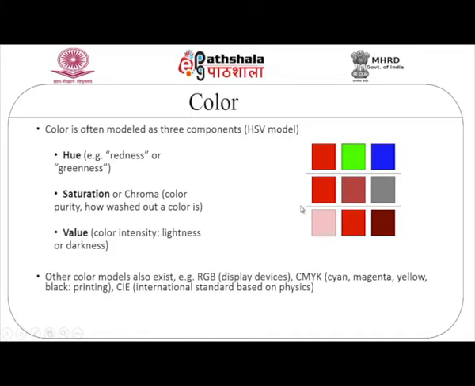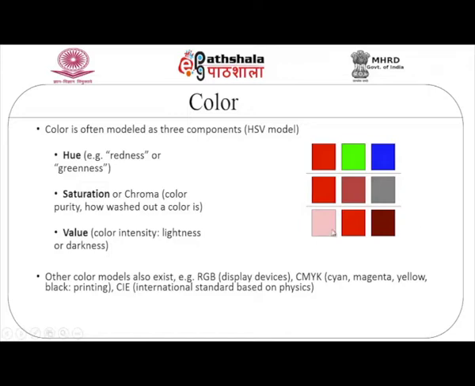Color is often modeled as a 3-component value. Here we have shown one form of representation, that is the HSV format, where H indicates the hue, that is the redness or the greenness of the color. S indicates the saturation or the chroma value, which talks about the color purity, and V indicates the value or the color intensity, which talks about the lightness and darkness of the color.